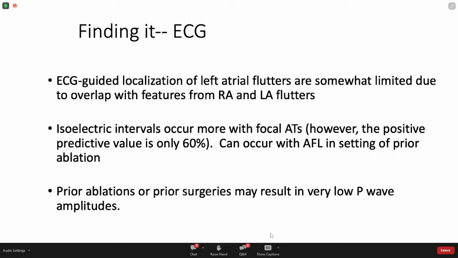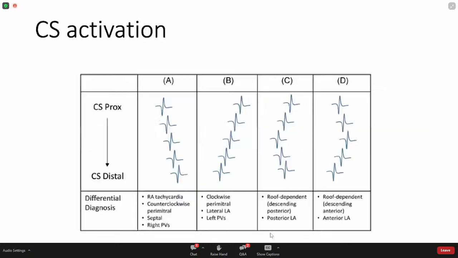There's some overlap between right atrial and left atrial ECG sometimes, depending upon where the flutter is coming from. You can see isoelectric lines, even though you're not supposed to in flutter; you will see them after ablation or after surgery, and you may have low amplitude P waves as well. What about CS activation? CS activation can sometimes help you.